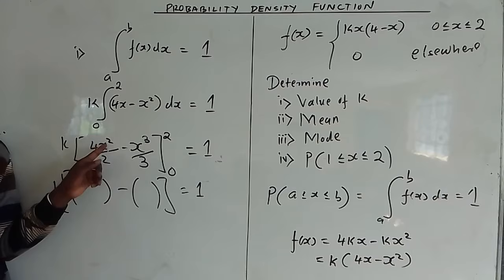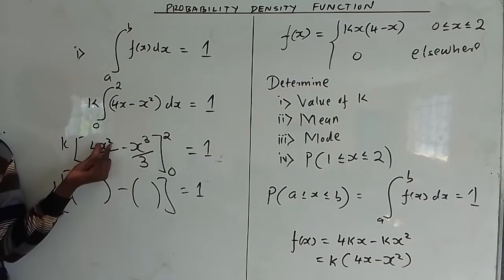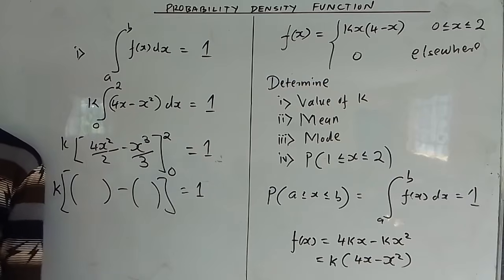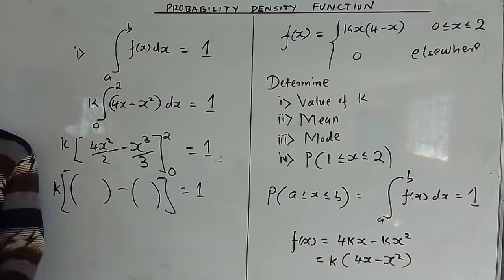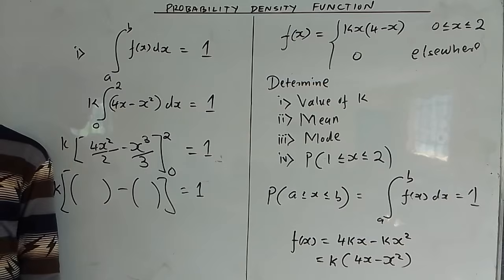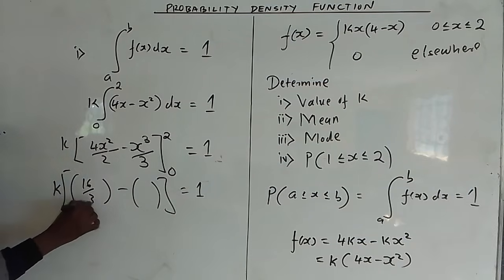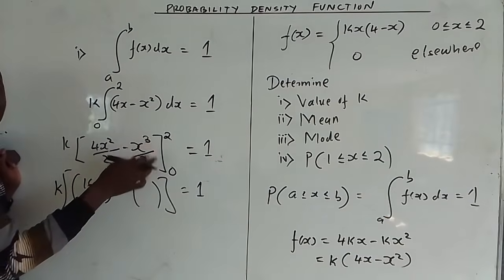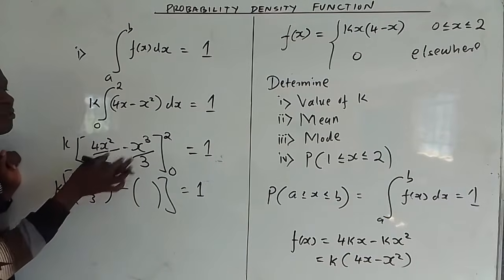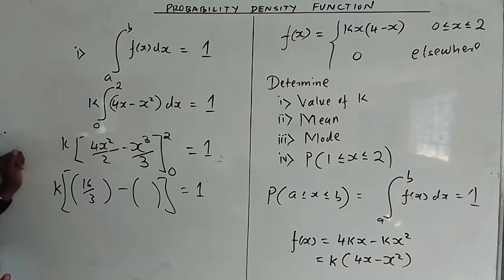Substitute 2 where x is. This one is 8. 8 minus 8 over 3. 16 over 3, isn't it? Are we together? When you put 2 where x is, you will get 16 over 3, because this is 8 minus 8 over 3. 8 is 24 over 3. 24 over 3 minus 8 over 3 is 16 over 3.